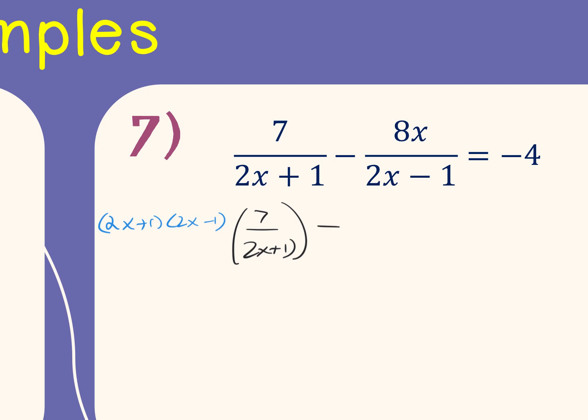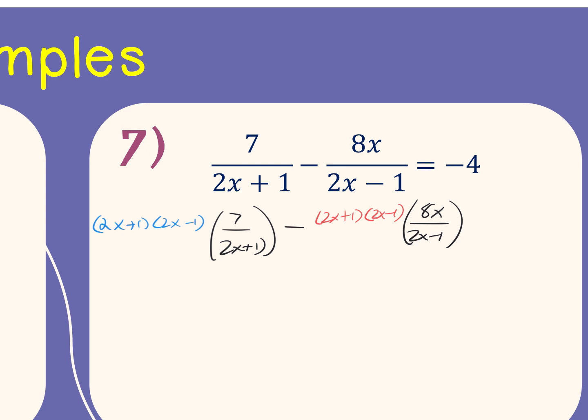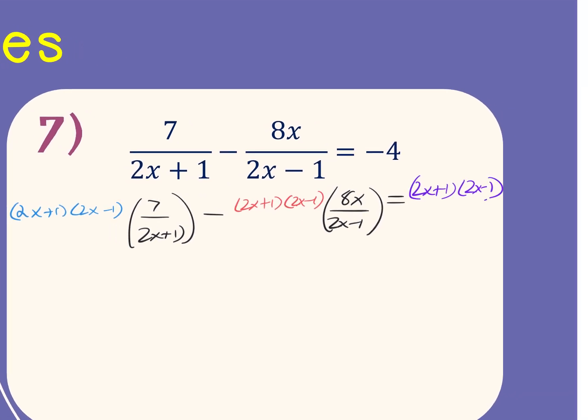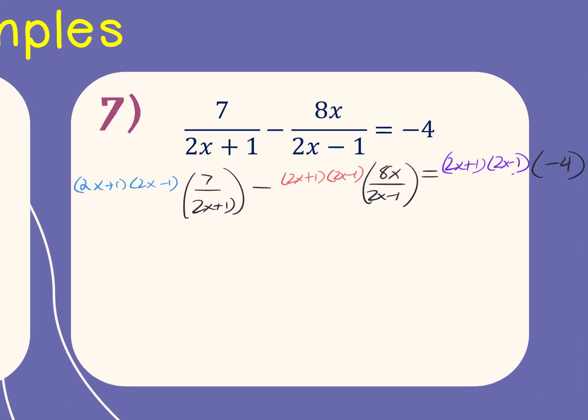Minus, and then put it here, 2x plus 1, 2x minus 1, then the fraction. And you have to remember to do it to the answer as well. So 2x plus 1, 2x minus 1, and then it's multiplied to the negative 4. Now, if it's better for you to change this to a plus and make the 8x negative, you can do that.